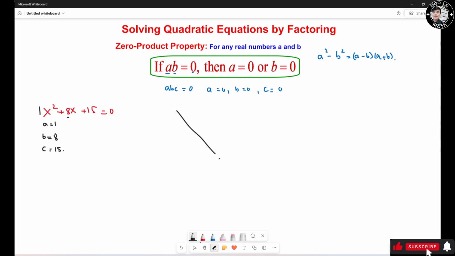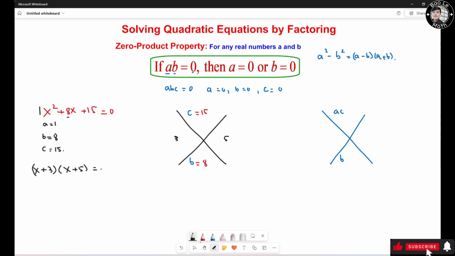Alright, so I use the X method to factor this guy, right? Because a equal to 1, so I just put c right here, and b would be right here, right? If a is different from 1, you need to put ac here and b here, so keep that in mind. c equals 15 and b equals 8. Now you need to find two integers multiply equal 15 add up to 8, which is 3 and 5, right? So this guy can be written as s plus 3 times s plus 5 equal to 0.